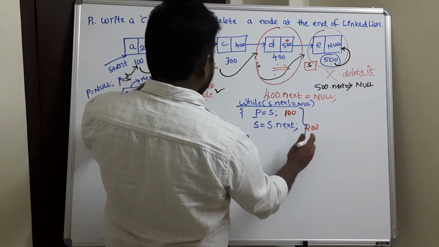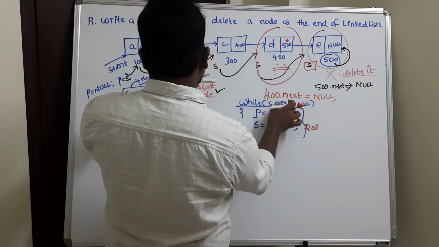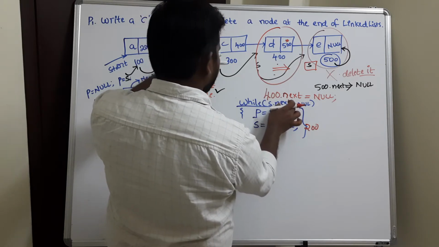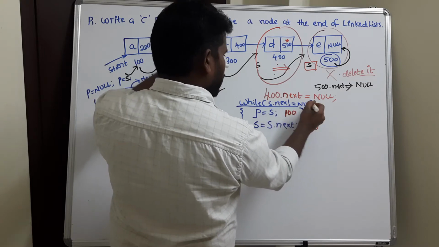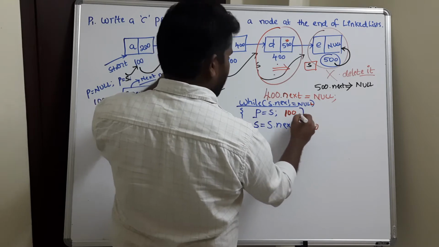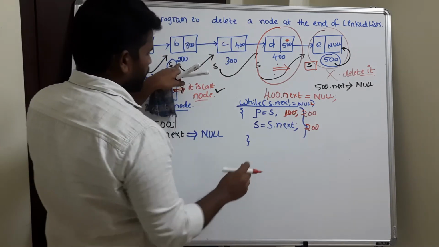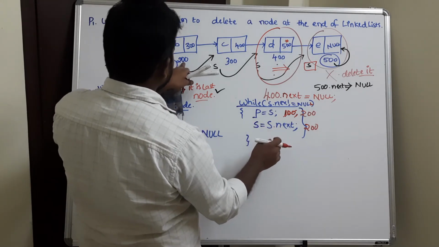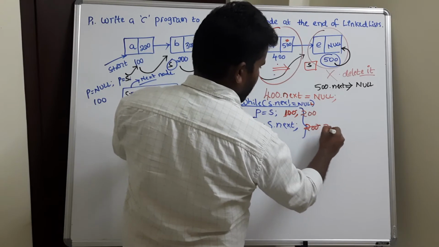Now we are checking 200 dot next, which is 300, right? It's not equal to null, that means it's true, so we will come inside. What is p now? S is now 200, I will assign 200 to p, and then s equal to s next. S is 200 and s next is 300, so I am making s 300.